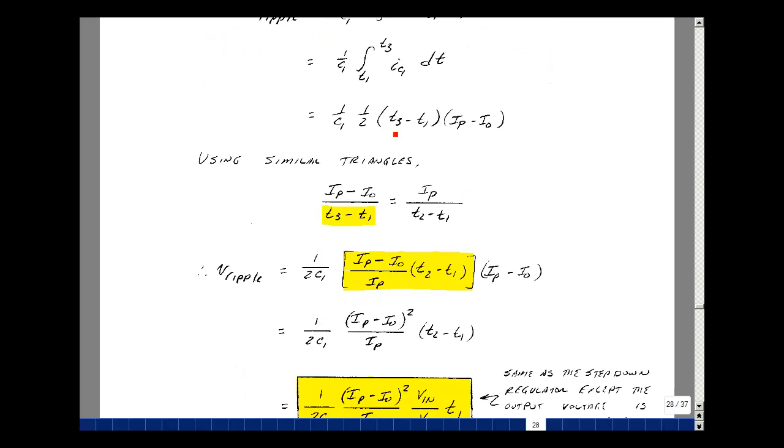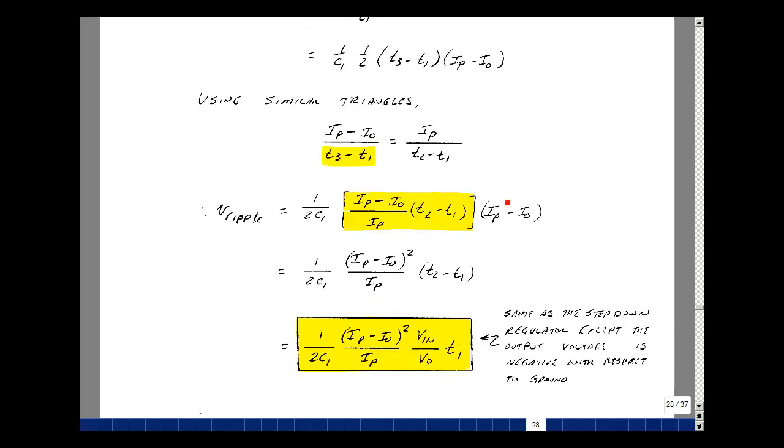So I'm going to get rid of this T3 minus T1. So again, my ripple is going to be 1/2 C1. T3 minus T1 is going to be equal to, now if I just bring this over here, I sub P minus I0 times T2 minus T1 divided by I sub P. And I'm going to multiply that by I sub P minus I0. We're going to get I sub P minus I0 times itself, so you get that squared divided by I sub P, and then T2 minus T1. We showed that T2 minus T1 was V in over V0 times T1. This is our expression for the ripple.